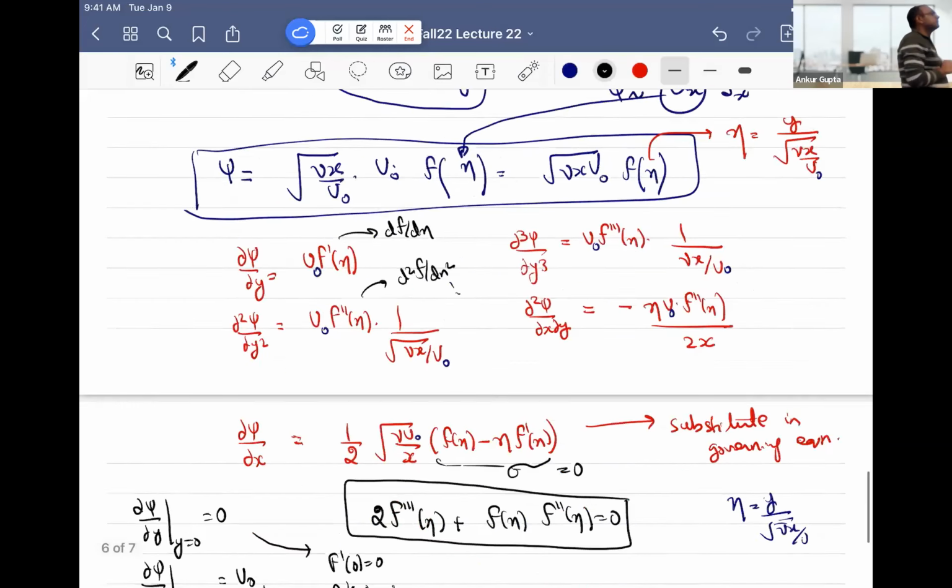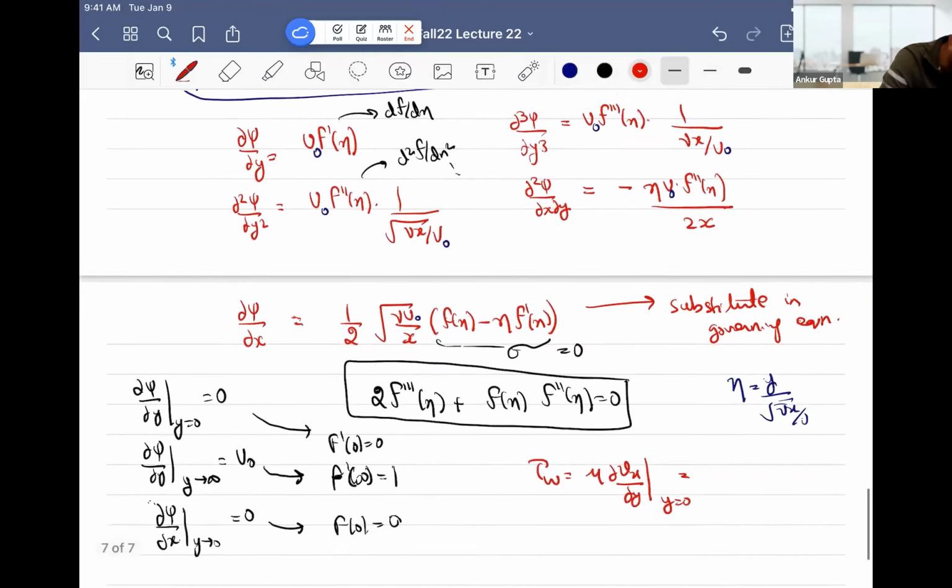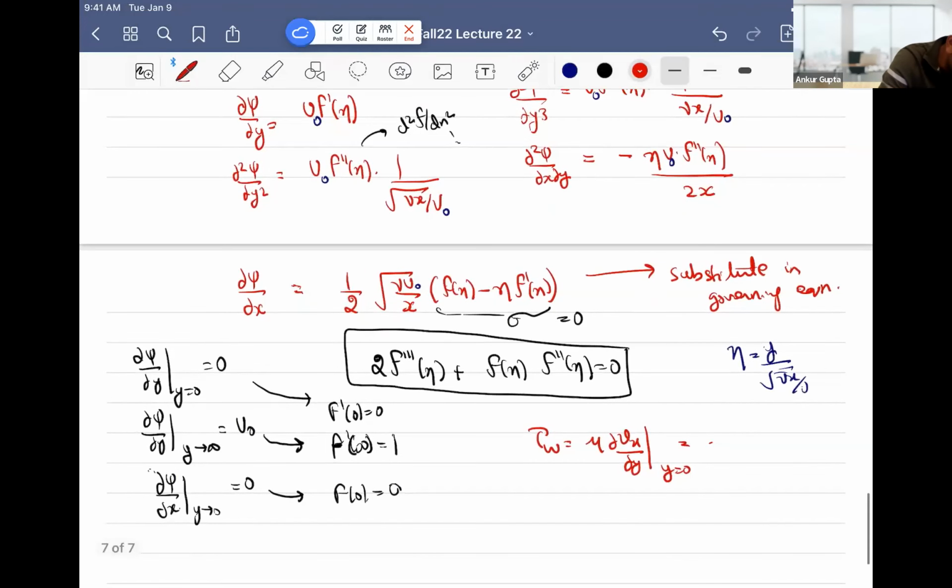Okay, so you get this. And this is basically known as the Blasius differential equation we derive for this. And remember that the main goal at the end is to find mu del Vx by del y at y equal to 0. And note that del Vx by del y is mu del square psi by del y square.